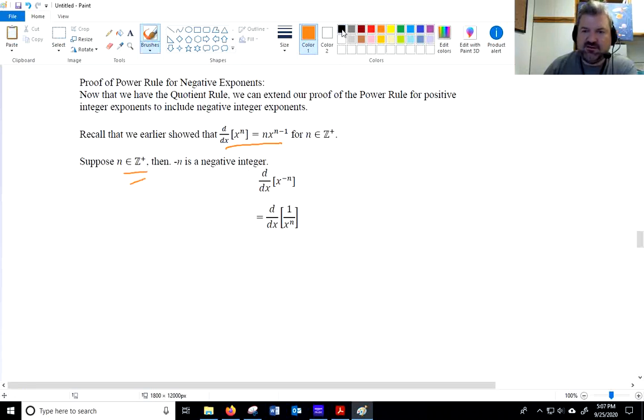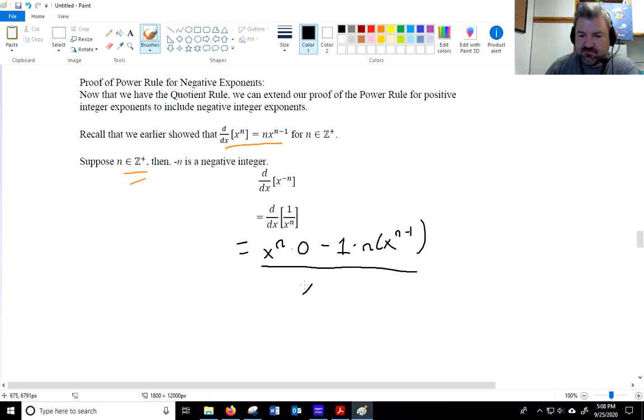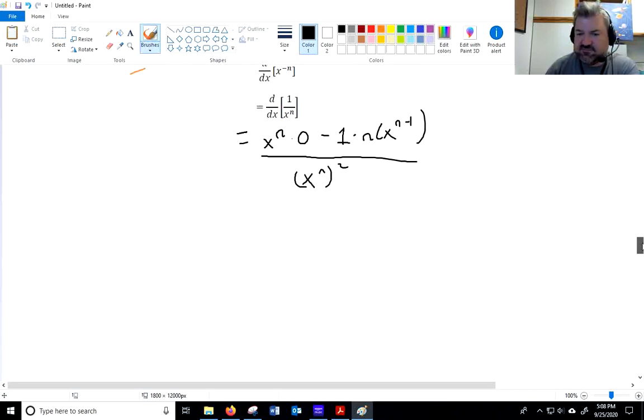Well, that is equal to d/dx of 1 over x to the n. For that, I can use the quotient rule, right? So the quotient rule says low d high, what's the derivative of 1? Well, that's 0. Minus high d low. Well, that's n times x to the n minus 1. All over low, low. All right, well, that thing times 0, that's kind of pointless, right? So then it's negative n times x to the n minus 1.